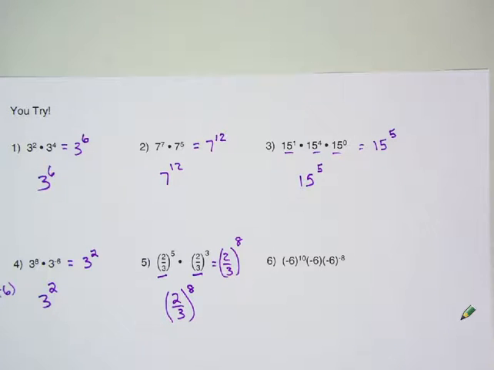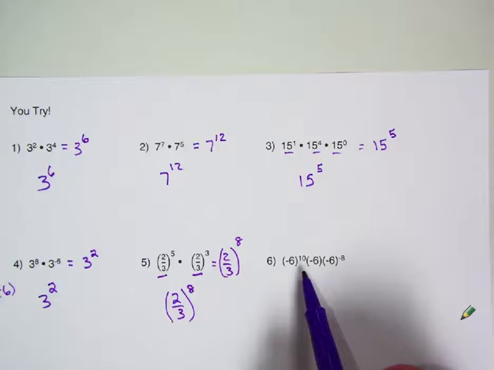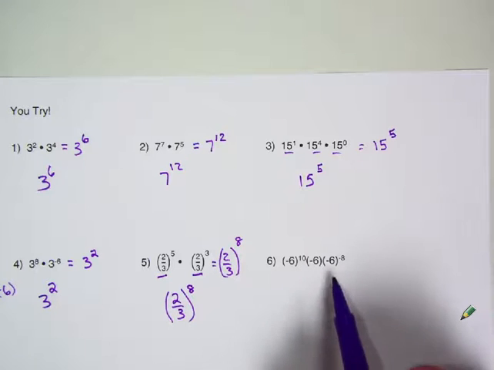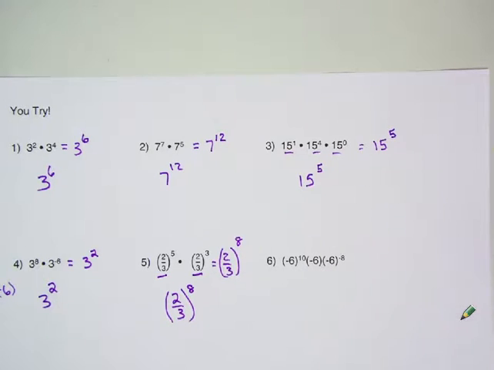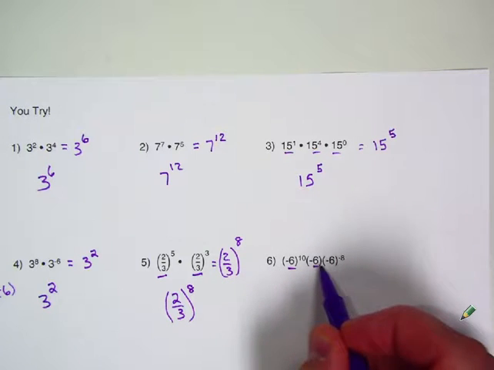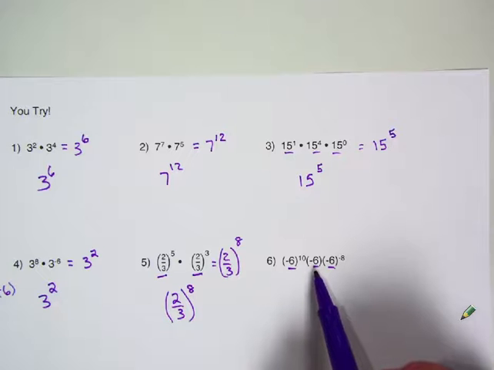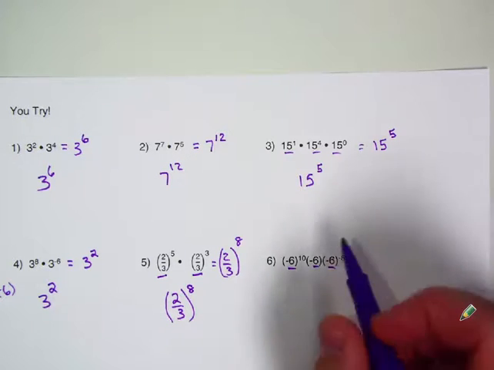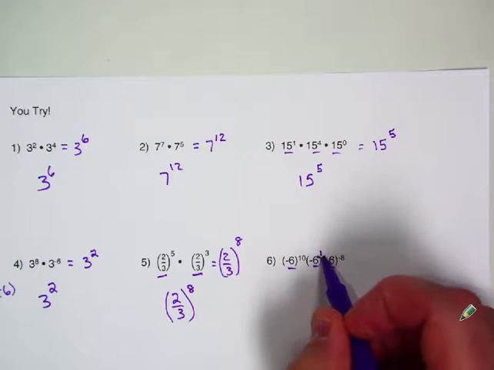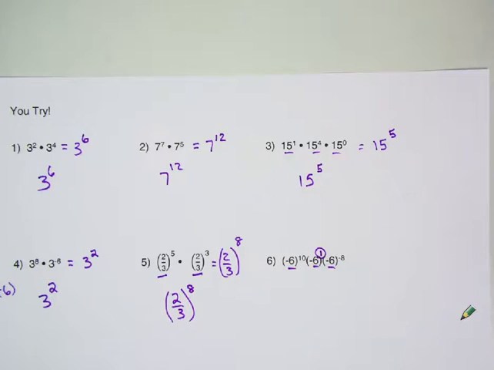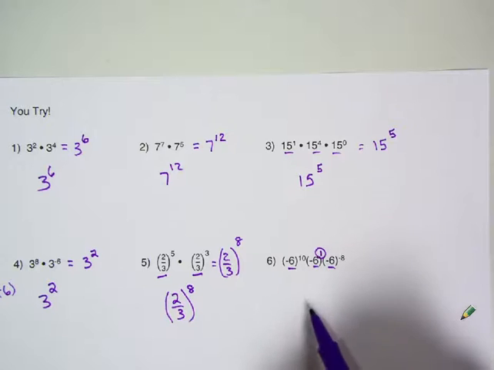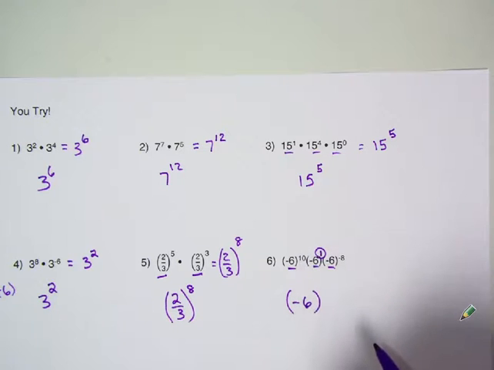Again, 3 terms. Negative 6 to the 10th times negative 6 times negative 6 to the negative 8th. I do see the same base. This one might be a little bit confusing because the middle one doesn't have an exponent. But I do remember that when I don't see the exponent, there's really an invisible 1, which I'm going to put there so I don't forget. So I'm going to keep the base of negative 6. I'm going to add the exponents. 10 plus 1 is 11.